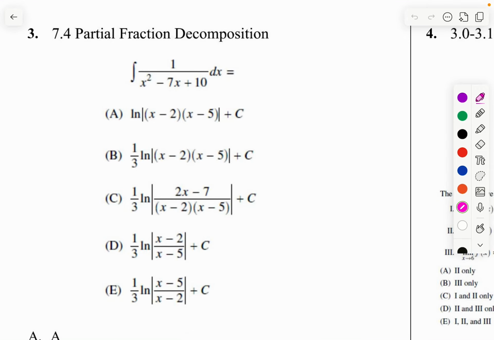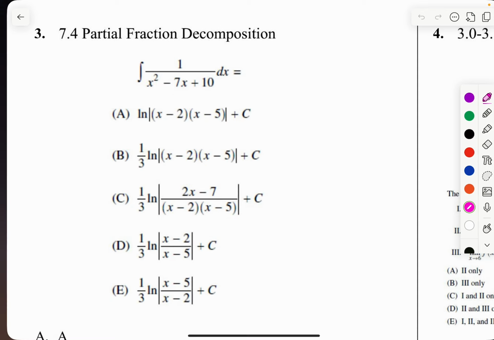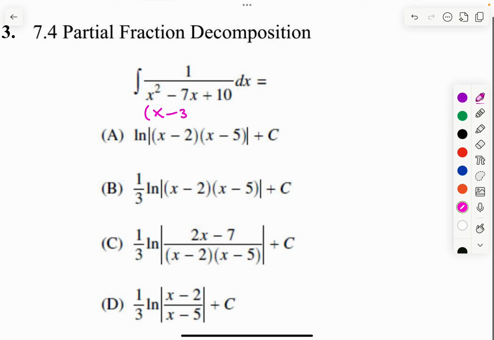All right, this question is an indefinite integral, and it requires partial fractions. So we factor this denominator here. So let's see, x minus 2, x minus 5.